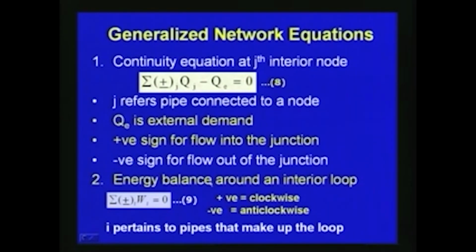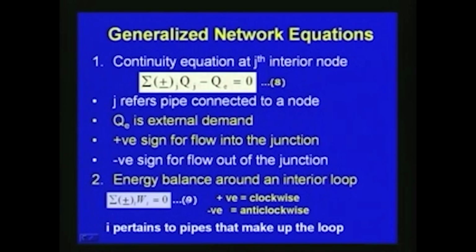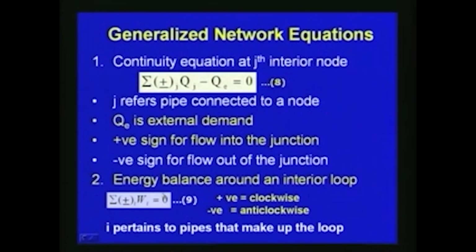The next generalized equation is the energy balance around an interior loop. As in the earlier case there were 2 loops, but depending upon the problem, any number of loops may be there, and for each loop we can write the equation. The energy balance around an interior loop can be written as sigma plus or minus Wi is equal to 0, as in equation number 9. Here we consider clockwise as positive and anti-clockwise as negative, and i pertains to the pipes that make up the loop. So the first generalized equation is the continuity equation and the second is the energy balance around an interior loop.